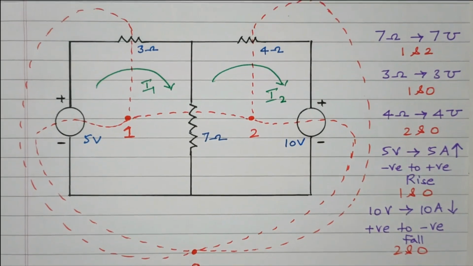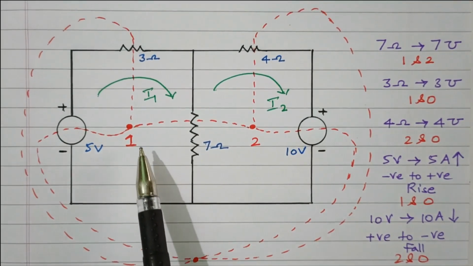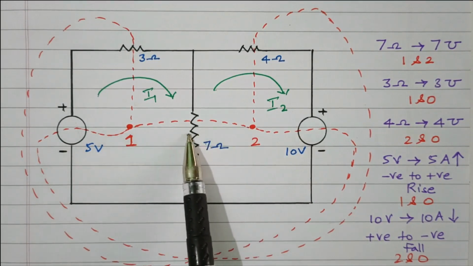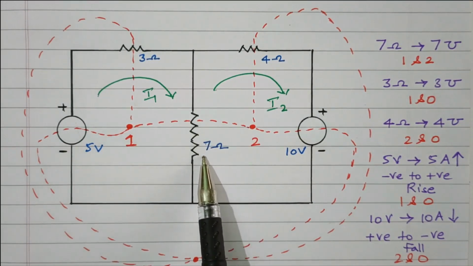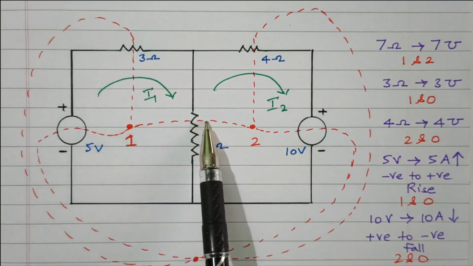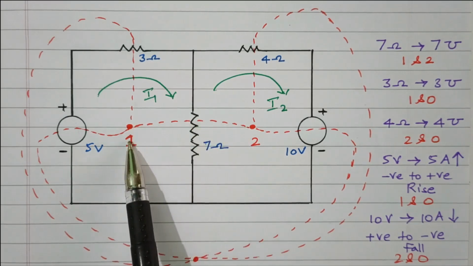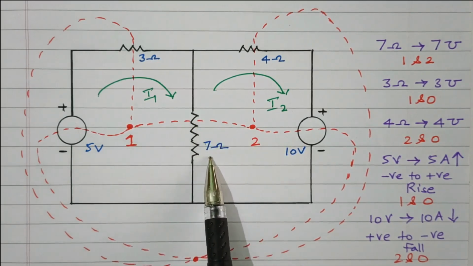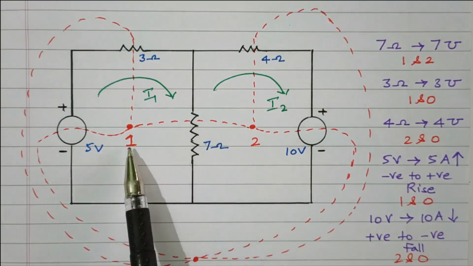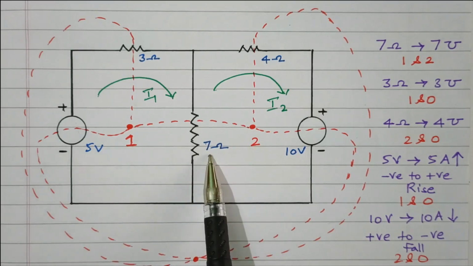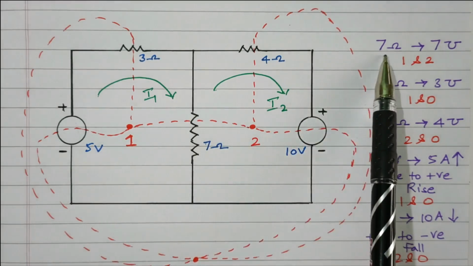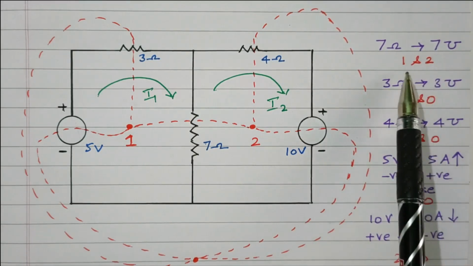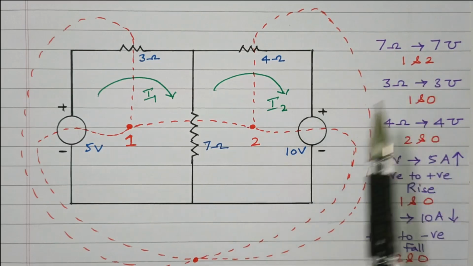So what is the next step? We need to connect all the dots, right? First we will connect dot 1 and dot 2 through the 7 ohm resistor, on the dotted lines. Dot 1 and 2 are connected by the dotted line through the 7 ohm resistor. Only the 7 ohm resistor is available in between 1 and 2. So this 7 ohm resistor now will be converted into 7 siemens conductance, right? That is connected between 1 and 2.